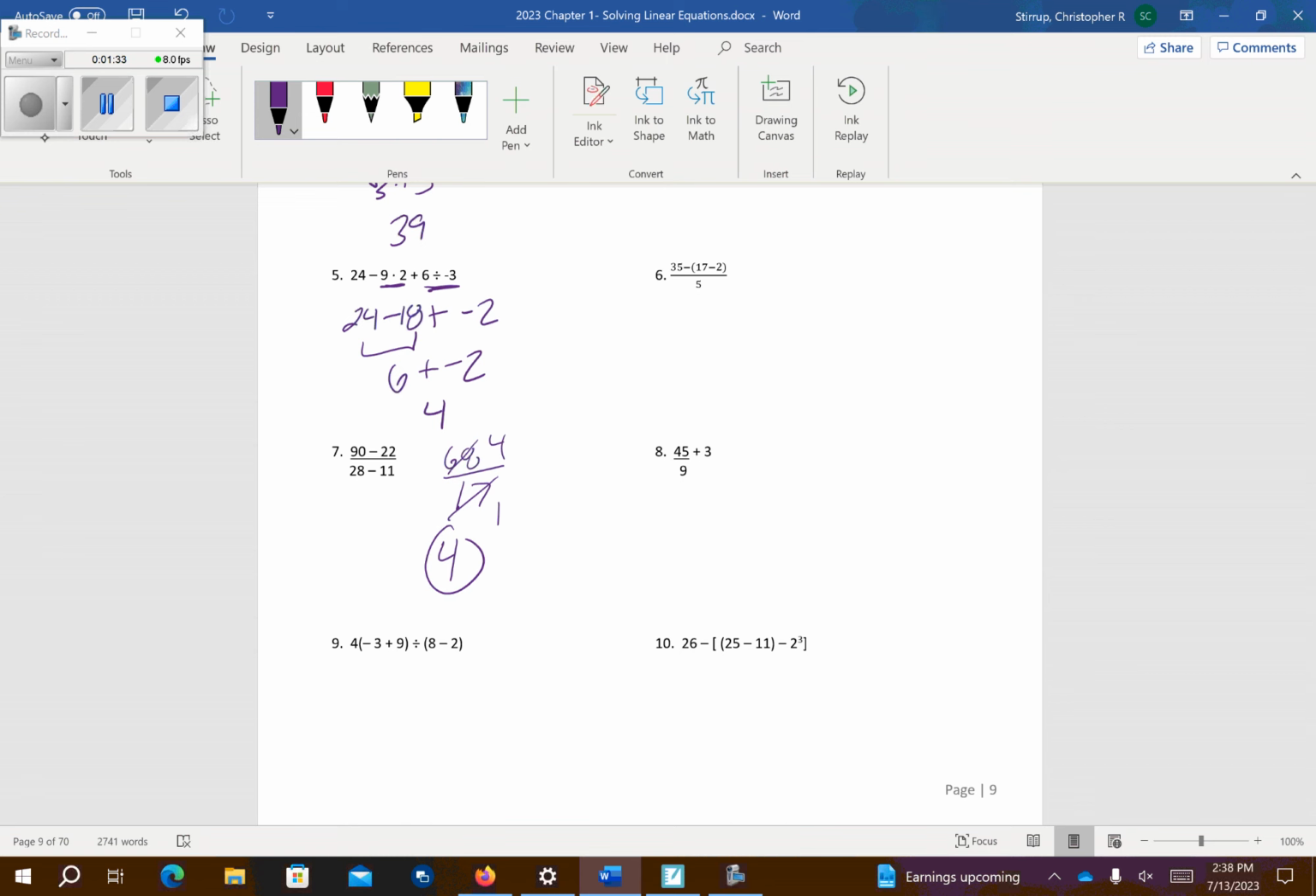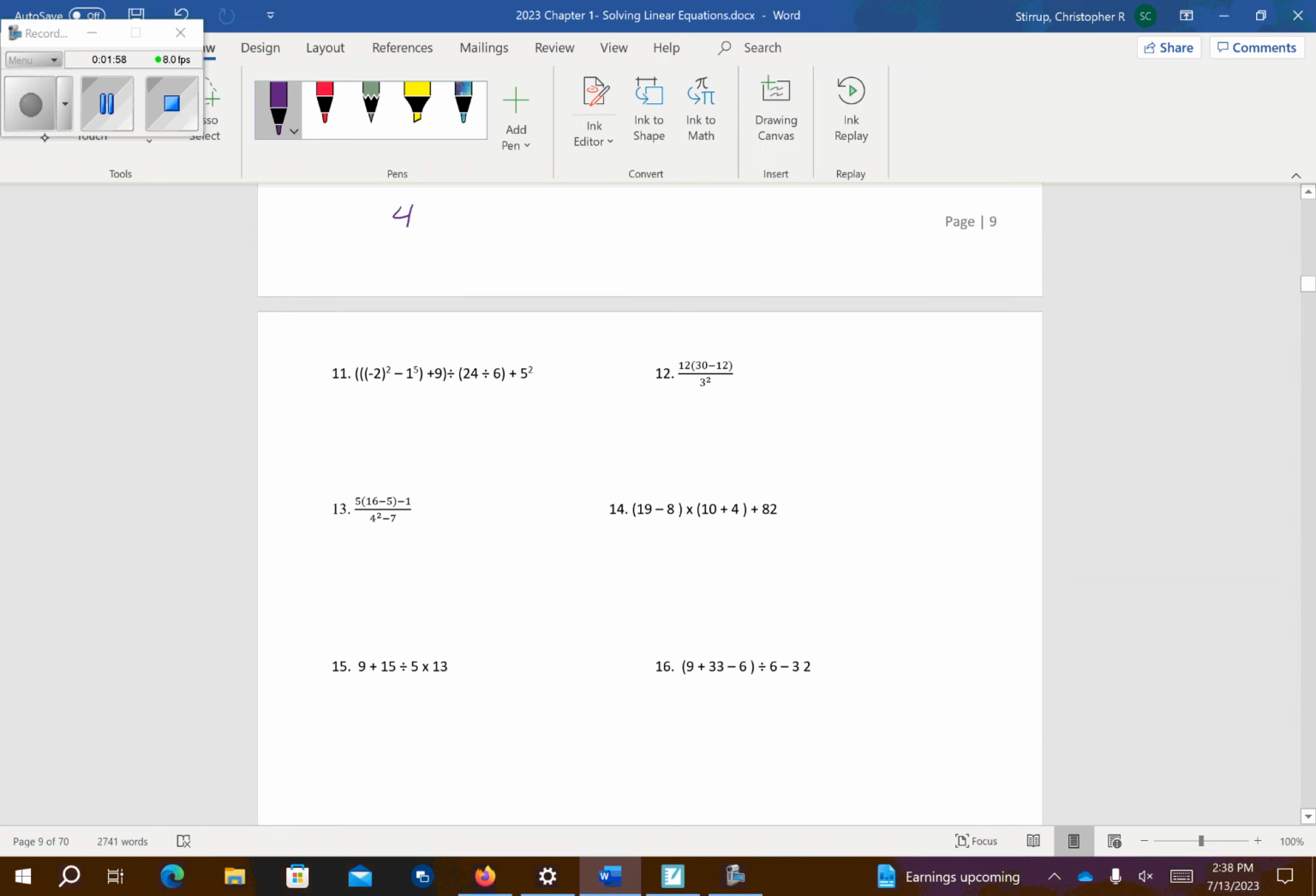Now number 9. Let's take care of this first. So it's going to give me 4. Negative 3 plus 9 is 6. Divided by, and let's take care of this as well, 8 minus 2 is 6. And then I'm going to get 24 divided by 6, because when it's multiplication and division, same line, just go left to right. And then 24 divided by 6 comes out to 4.